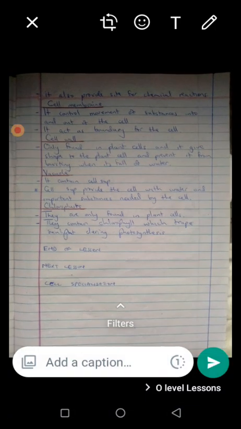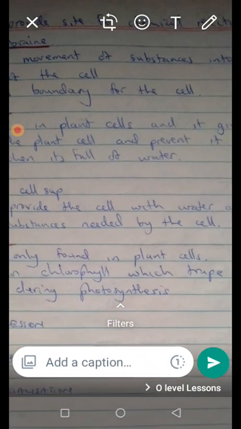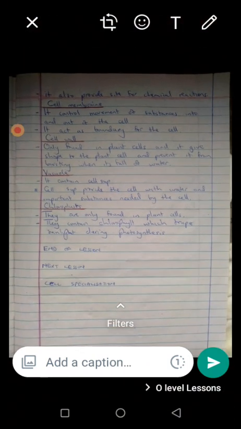We also have the cell membrane, which controls movement of substances into and out of the cell. We also have the cell wall, which is only found in plant cells, and it gives shape to the cell, and it prevents it from bursting when it is full of water. We also have the vacuole, which provides the cell with water and other important substances. We also have chloroplasts, which are found in plant cells and contain chlorophyll, which traps sunlight during photosynthesis. So this is the plant cell and the animal cell.